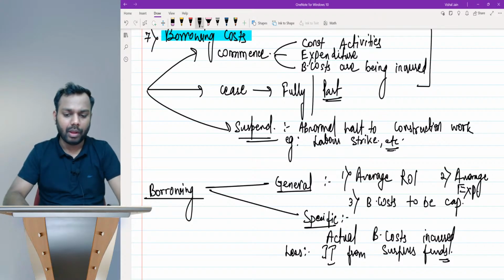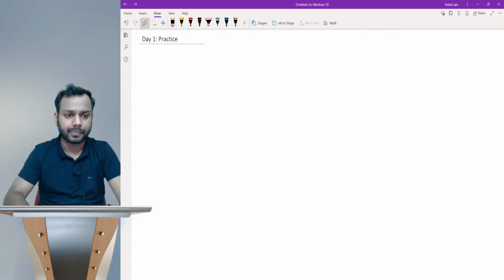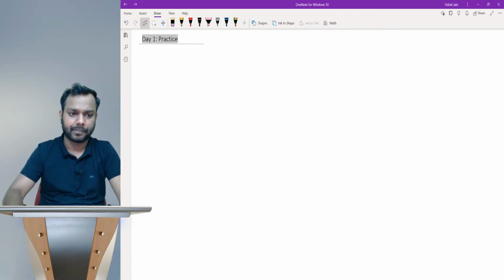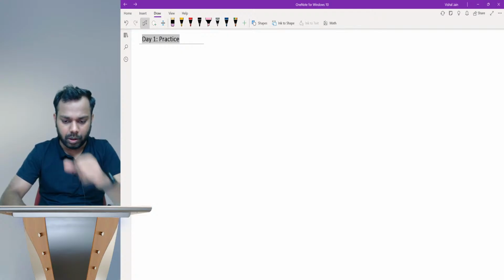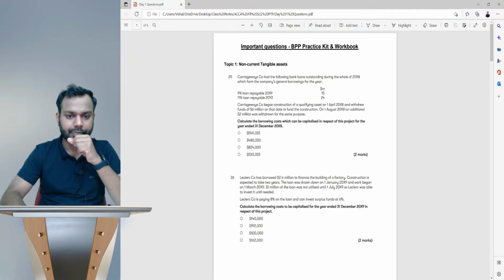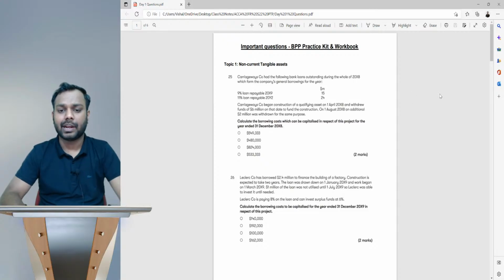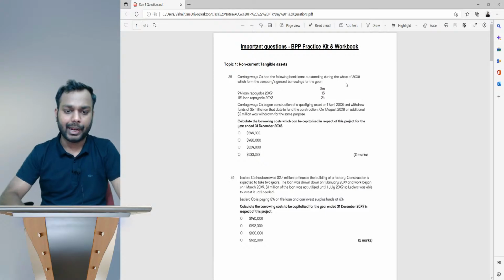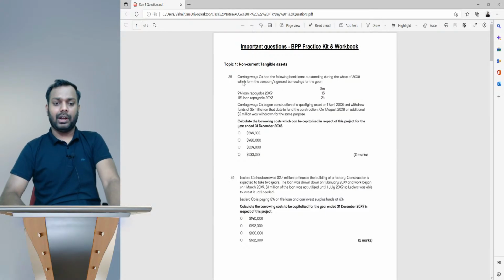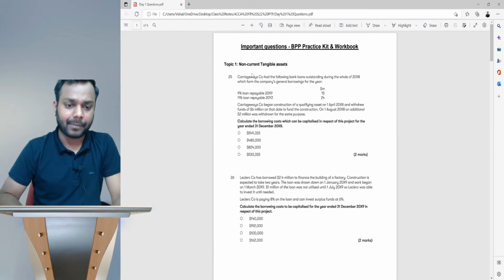Now, want to solve some questions? Let's solve some questions, guys. Practice quickly. These questions are taken from the BPP workbook, guys. Now we'll solve it quickly. Let's solve question number 25. This is from your BPP practice kit.